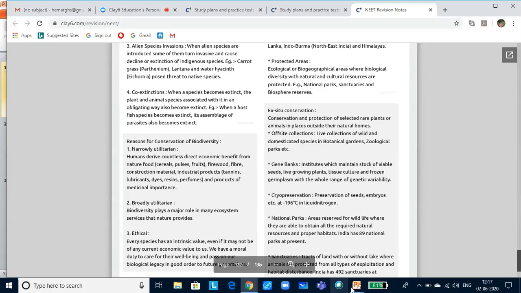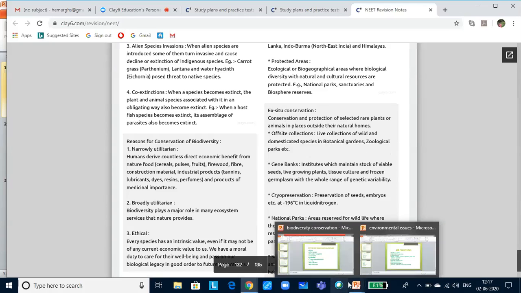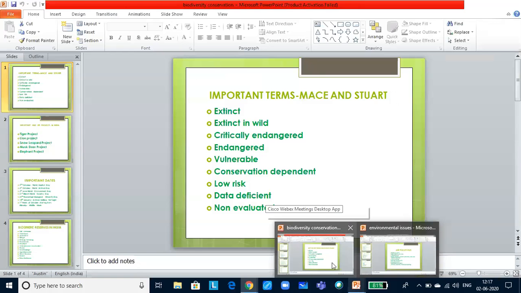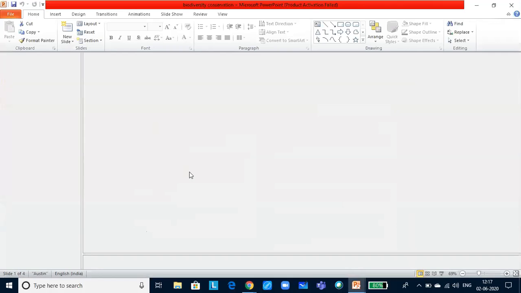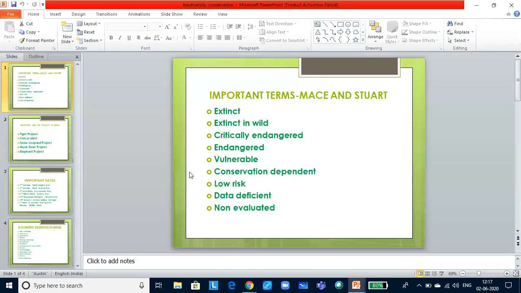Now, let us look into the Red Book. You must have heard about the Red Book. A Red Book or a Red List is a catalog of taxa facing risk of extinction. The International Union for Conservation of Nature and Natural Resources maintains it. And in India, for the plant species, the Botanical Survey of India prepares the list. The Red Data Book, the Red List, was initiated in 1963.